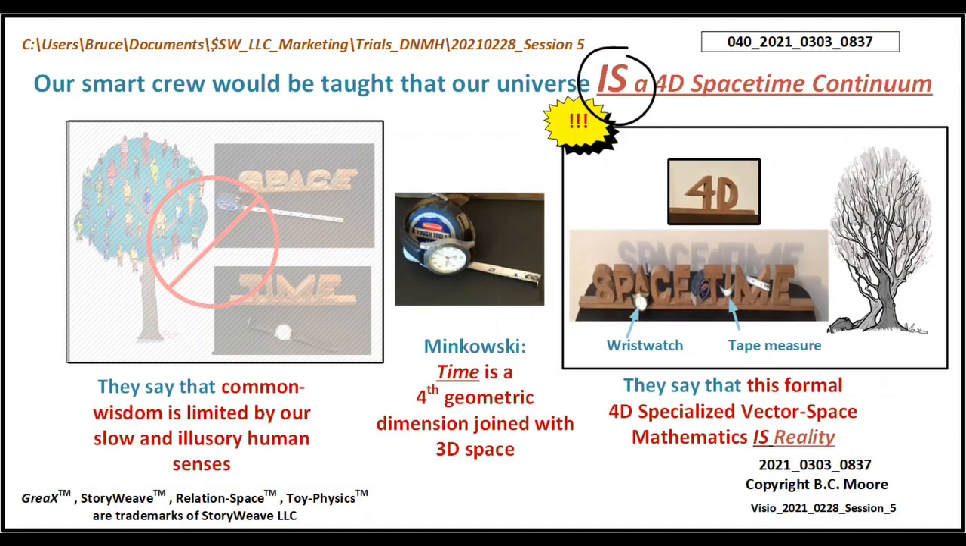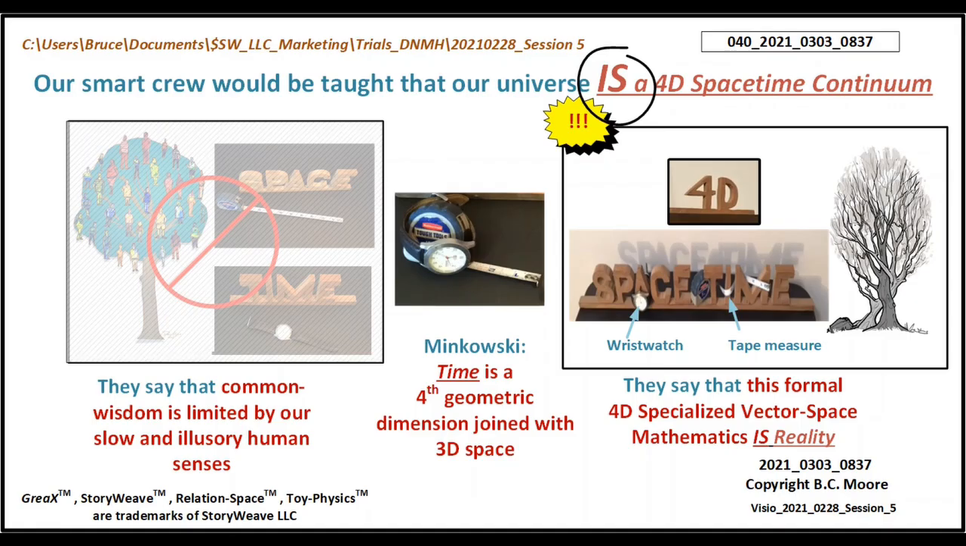And so the consequence is that the smart crew that we sent up to the high ones of physics would be taught that our universe is a 4-dimensional space-time continuum, which is something that makes no sense outside of mathematics. You see the exclamation marks. The problem is that, as we'll see. So if you look on the left, what they say is that common sense wisdom is limited by our slow and illusory human senses. So it was sort of demoted, dishonored.